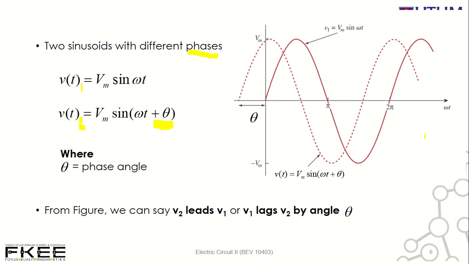So from this figure, we can conclude that v2 leads v1. V2 mendahului v1, or in other words, v1 lags, mengekor, v2 by angle theta. So you have to know what the phase is. This is the phase angle or phase shift between v1 and v2, equal to theta.